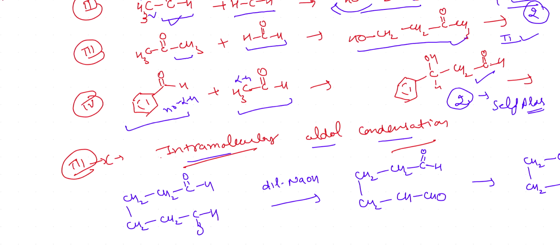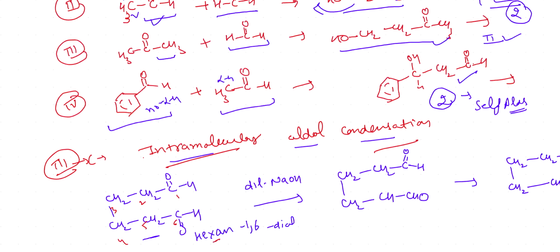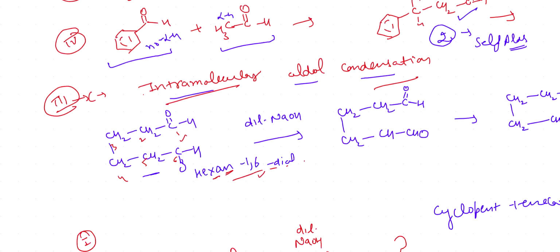So this is hexane-1,6-dial. This is your carbon number 1, 2, 3, 4, 5, 6. It has a 6 carbon chain, hex, and all of them have single bonds, and the aldehyde groups are present at first and sixth position. That's why its name is hexane-1,6-dial. And the aldol condensation was carried out in the presence of dilute NaOH. Of course, it is a base catalyzed reaction.